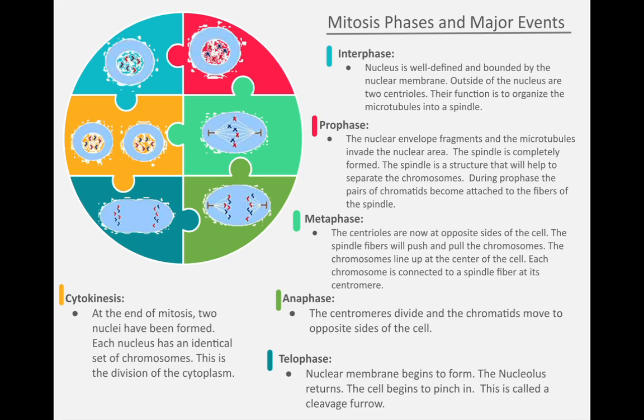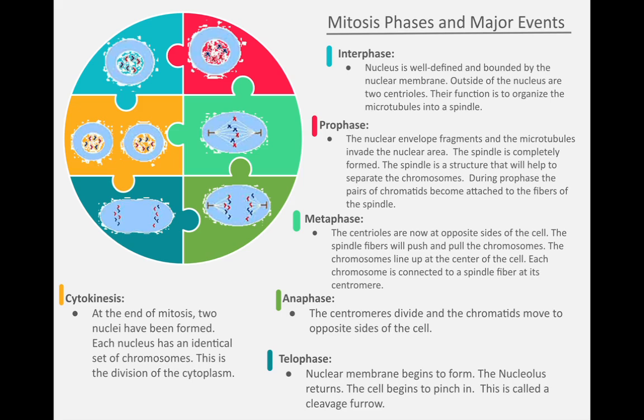Metaphase then, our centrioles are now at the opposite sides of the cell. The spindle fibers then push and pull the chromosomes and line them up in the center of the cell. And each chromosome then is going to be connected to a spindle fiber at its centromere. Once everything is lined up in the middle, the cell progresses into anaphase. In anaphase, the centromeres divide and the chromatids move to opposite sides of the cell.